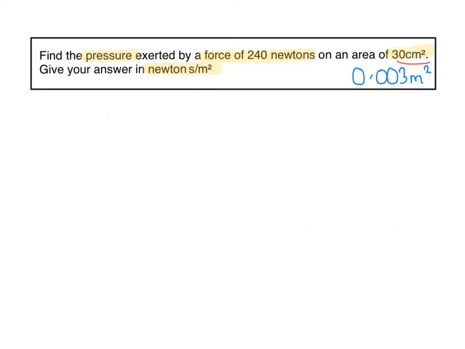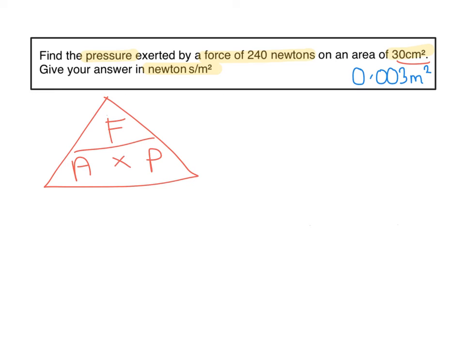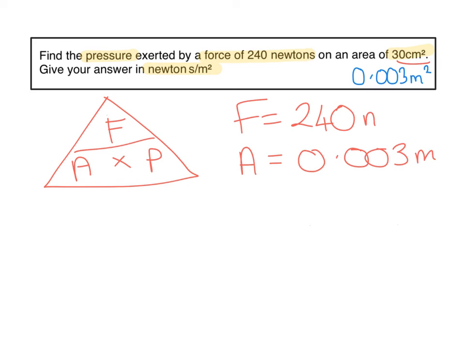So now I've figured that out, I can carry on as normal. So we've got our triangle: pressure, force, area. What have I got? I've got the force is 240 newtons. I've got the area is 30. Oh, sorry, we've just figured that out, haven't we? So it's not 30, it's 0.003 metres squared. Pressure, how do I figure that out? Cover up the P for pressure, and it's F divided by A.